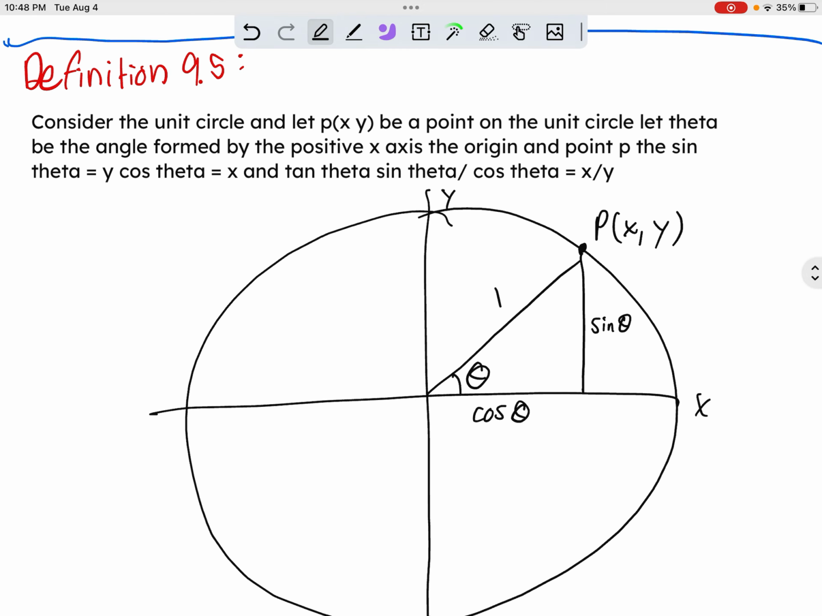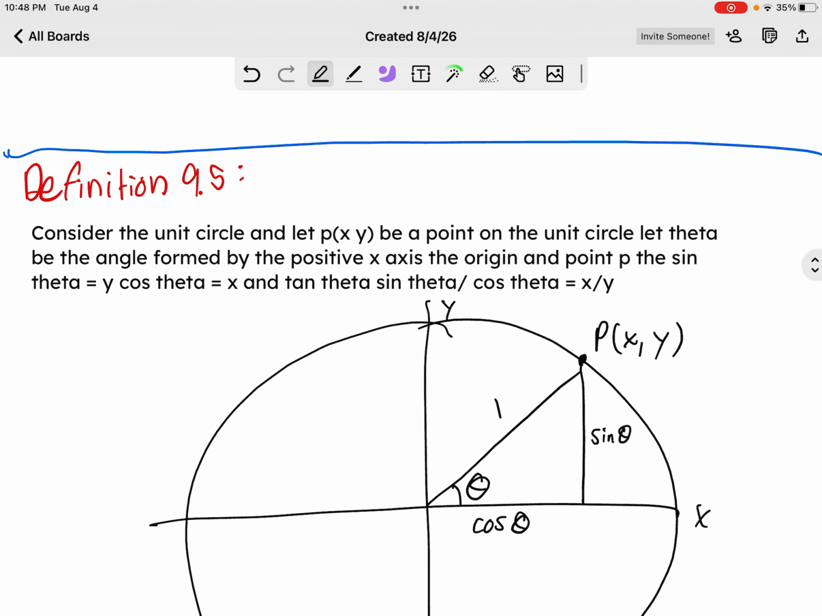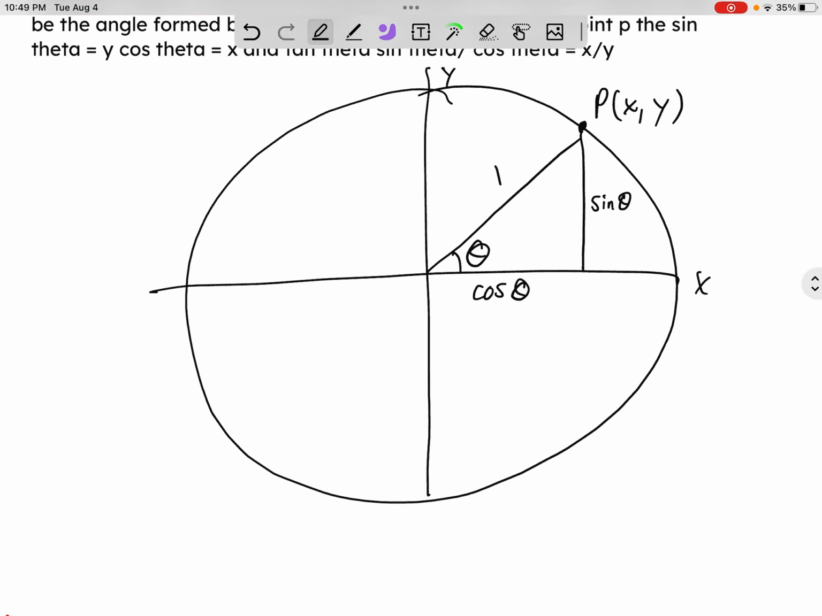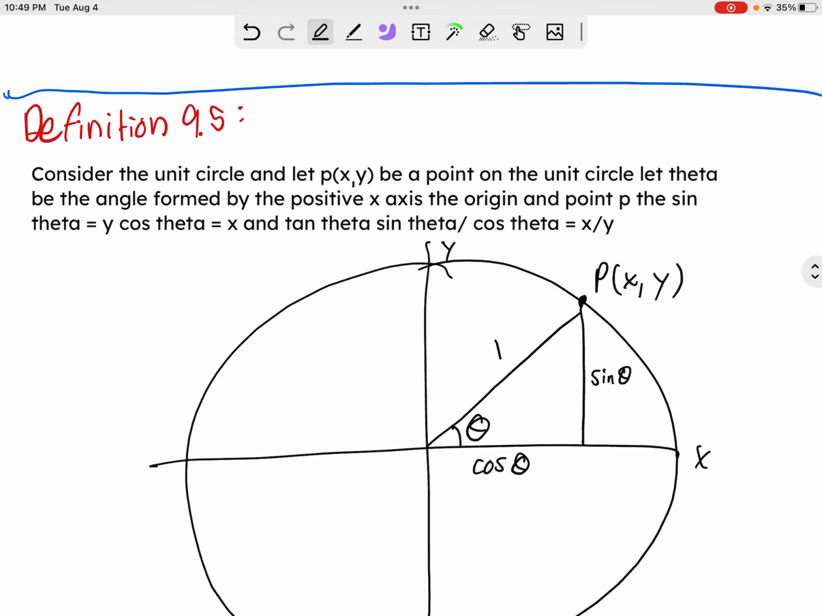So we'll move on to definition 9.5, which is sine, cosine, and tangent in a unit circle. Consider the unit circle and let P be (x, y), a point on the unit circle. Let theta be the angle formed by the positive x-axis and the origin and point P. Then sine theta will be equal to y, and cos theta will be equal to x. And tan theta, sine theta over cos theta, will mean y over x. Okay? That's just simple unit circle.